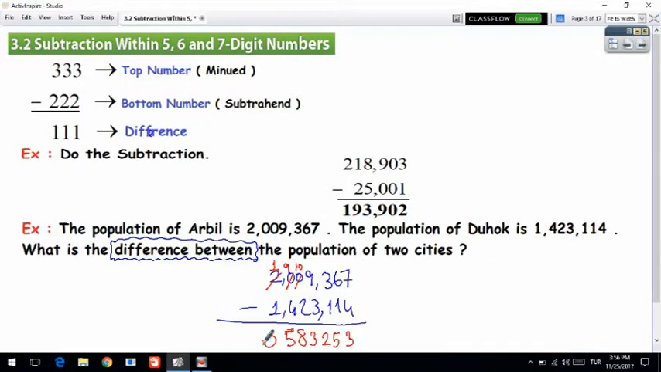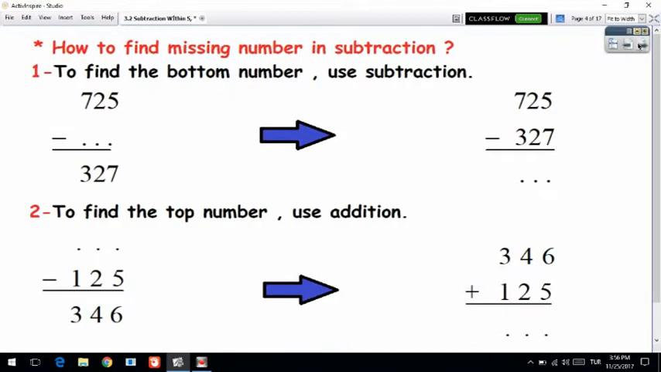Now let's put the comma after 3 digits from right to left. 1, 2, 3, comma. So what's your answer? Your answer is 585,253 (you can also put the comma after 3 digits, it doesn't affect how the number is read). Okay, now let's take a look at another page.